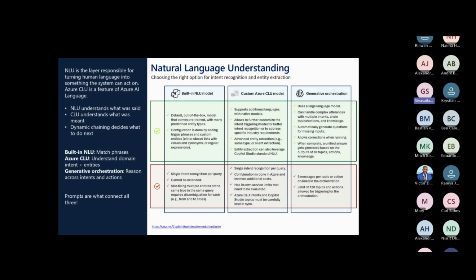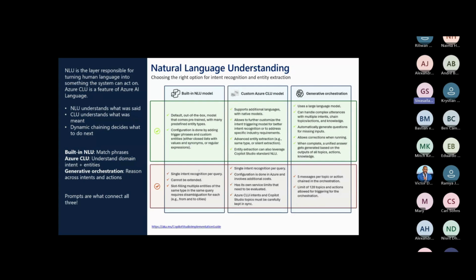It's the custom Azure CLU, and then you also have generative orchestration. Now, the reason we have multiple options is because not every scenario needs the same level of intelligence or flexibility. So some interactions are predictable and structured. Some can be ambiguous, or you might need a multi-step or cross-domain interface for the orchestration. And prompting can play a different role in each of these models.